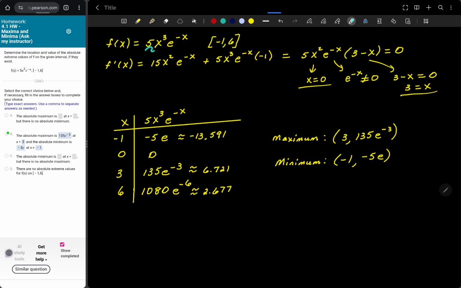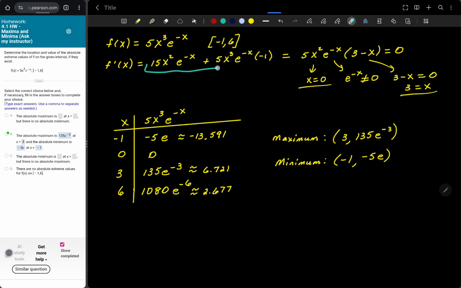So you'll see here what I did. Went ahead and took the derivative with the product rule. Derivative of 5x cubed, 15x squared, times the second, e to the negative x, plus 5x cubed times the derivative of the second, the e to the negative x, remember, times the derivative of the exponent, -1. But now, that's not very useful if you don't factor it.